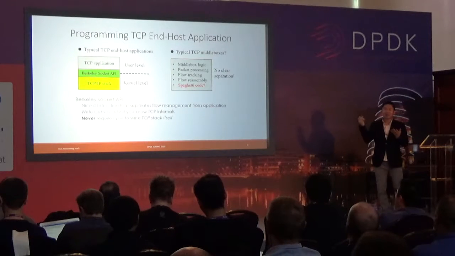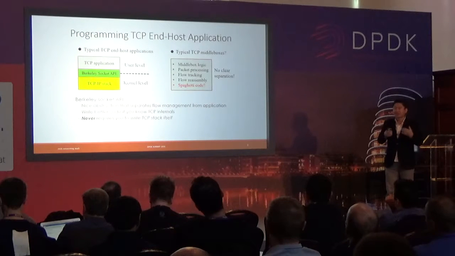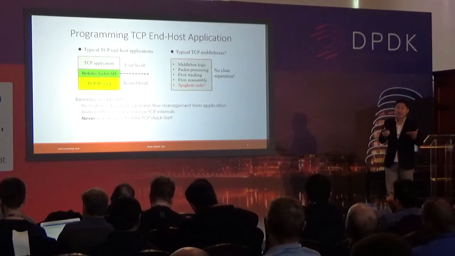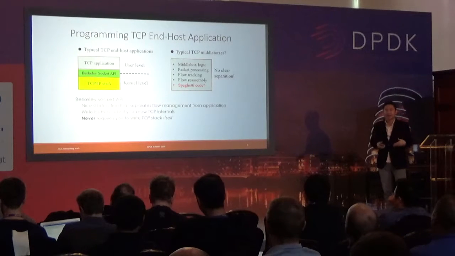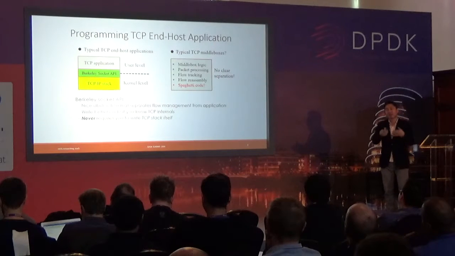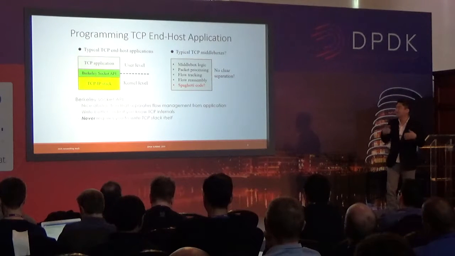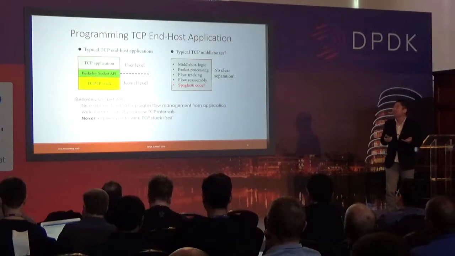But if you look at the middleboxes, TCP middleboxes, everything is intermixed: the middlebox logic itself, the pattern matching or packet processing, flow tracking, metadata tracking, and the flow reassembly. So if you look at some of the open source code, it's sort of spaghetti, right? So how do you solve this problem?